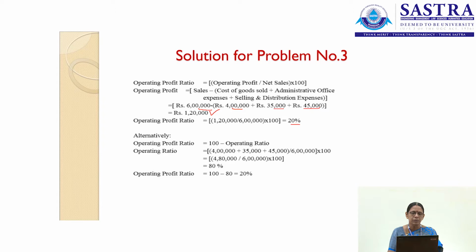Alternatively, this can be calculated like this. Operating profit ratio is 100 minus operating ratio. What is your operating ratio? What is your expenses ratio? See, 4 lakhs plus 35,000 plus 45,000 divided by 6 lakhs of sales into 100. That is your 80%. So see to it, if operating ratio is 80%, operating profit is 20%. So, 100 minus 80 will be 20%. As we already saw in the earlier problem, if 80 is operating ratio, 20% is your operating profit ratio.